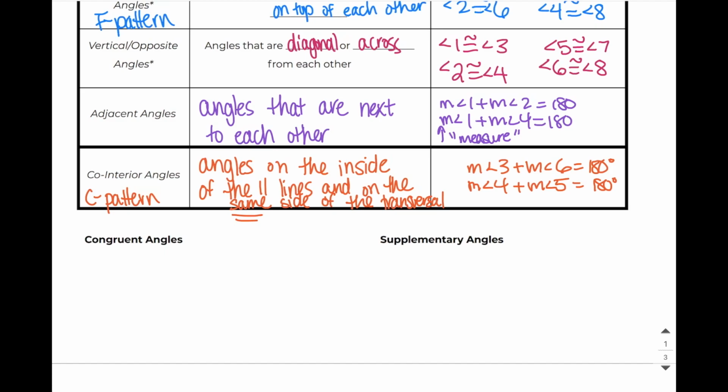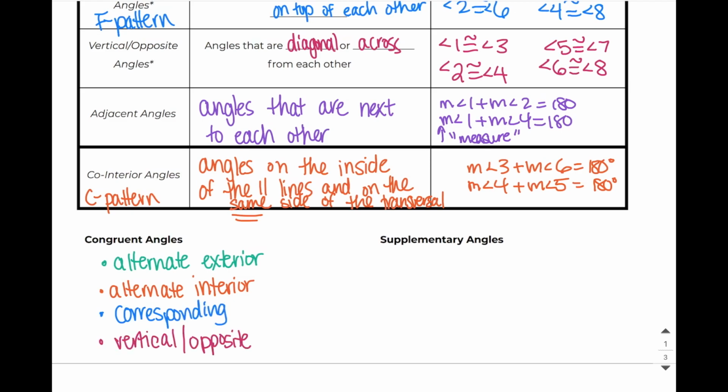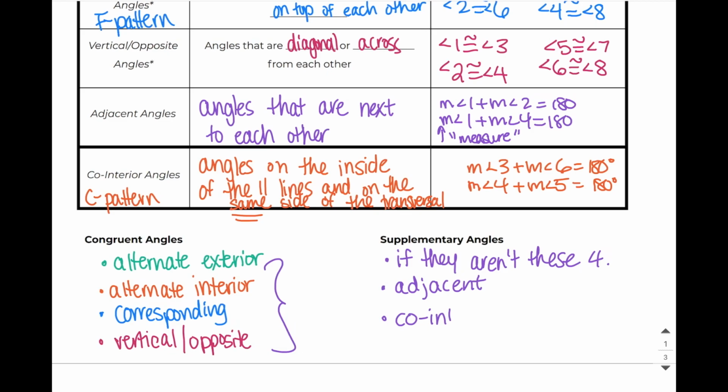So when are angles going to be congruent to each other and when are they going to be supplementary? They will be congruent to each other if they are one of these angles here. So if they are alternate exterior, alternate interior, corresponding, or vertical or opposite, then they will always be congruent to each other. Otherwise, they will be supplementary angles. So pretty much if they're not these four right here, then they would be supplementary. But also they would be supplementary if they are adjacent or if they are co-interior.